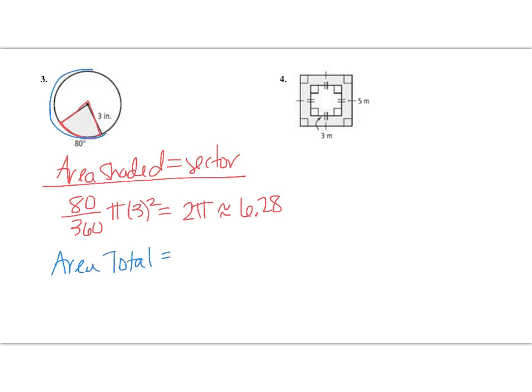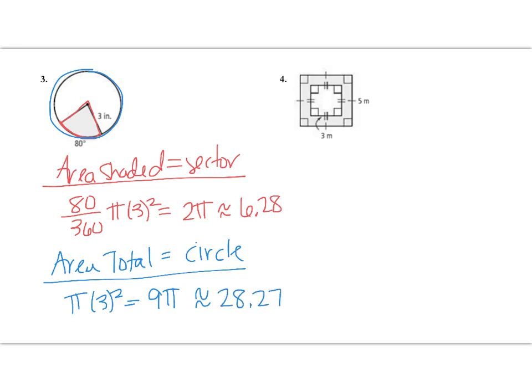The total shape, the whole shape, is a circle. So now we'll find the area of the whole circle by doing pi r squared, which is 9 pi. I'm going to change that to a decimal. I get 28.27. And then I've got to think about what I need to do to find my probability. Probability is shaded over total. So I'm just going to divide those and multiply by 100 on my calculator. And I get 22.2%.